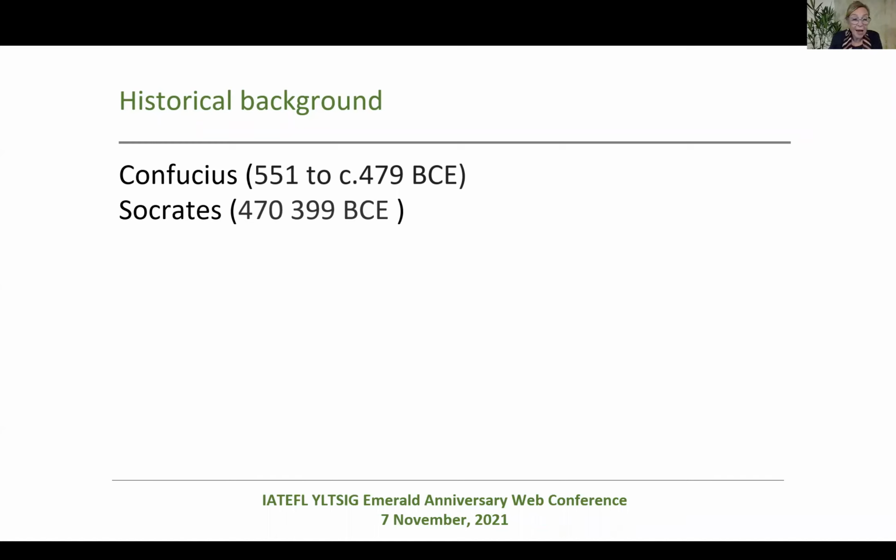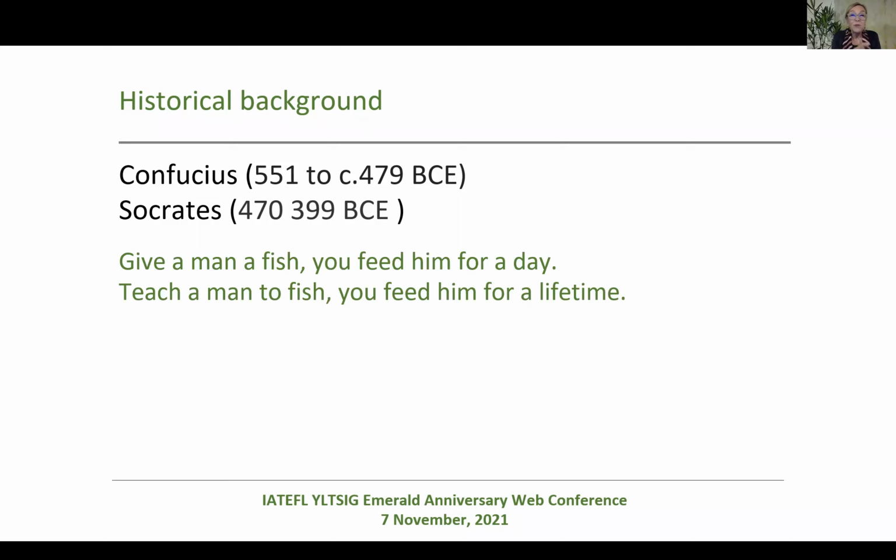learner-centered learning and learner agency. So going right back to Confucius and Socrates, who promoted self-reflection and questioning, critical thinking, reasoning, logic, and autonomy, in other words, learner agency. And you're probably all familiar with this saying from Confucius: give a man a fish, you feed him for a day; teach a man to fish, and you feed him for a lifetime.